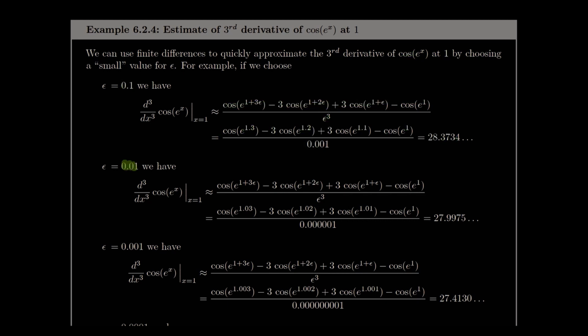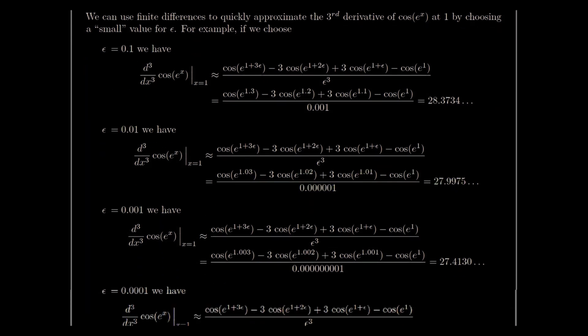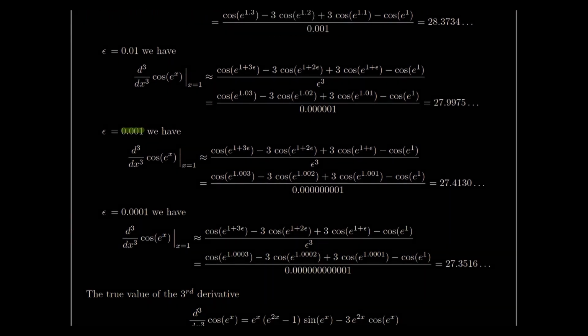If I make epsilon a little smaller, maybe 100th instead, like 1.03, 1.02, 1.01, and 1.00, and 1 millionth in the denominator, we get 27.9975. If I make this even smaller, make epsilon 1,000th, 1.003, 1.002, 1.001, and 1, and then however many zeros that is, 27.413. You can make epsilon even smaller if you wanted to. 1.0003, 1.0002, 1.0001, and 1. And so many zeros in the denominator, and you get 27.3516.